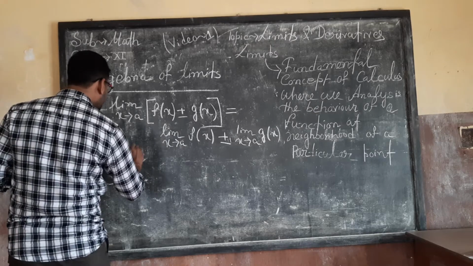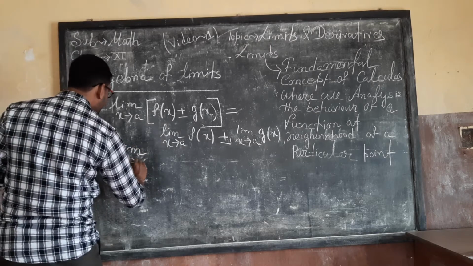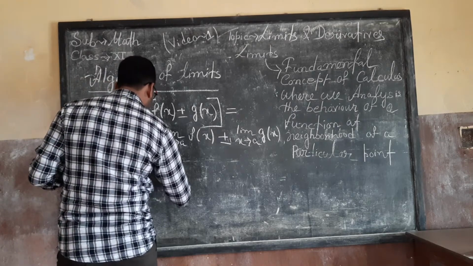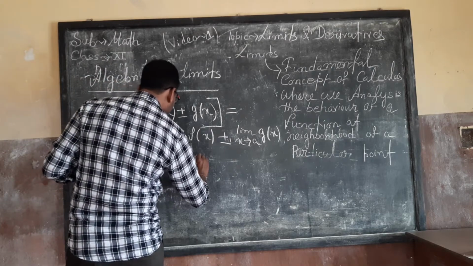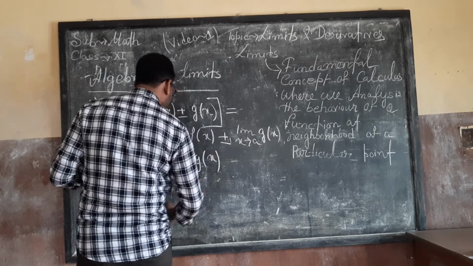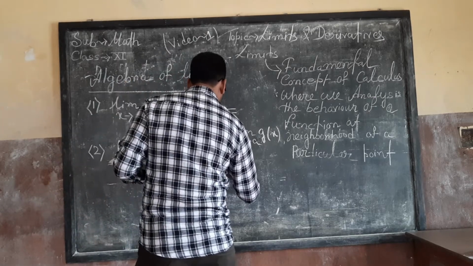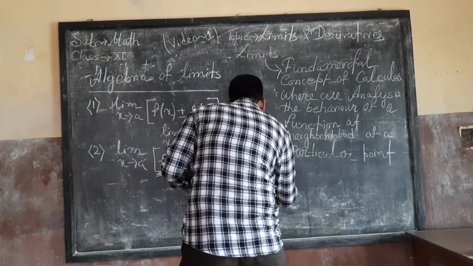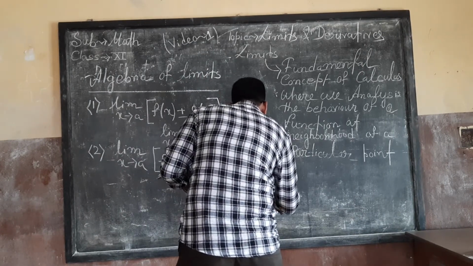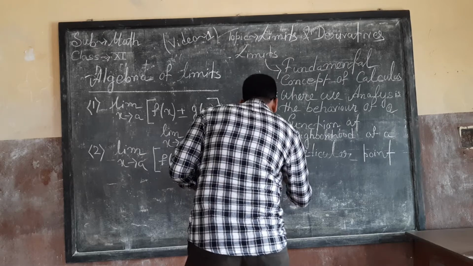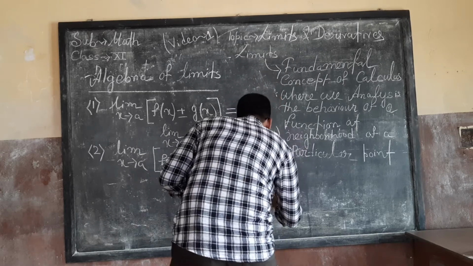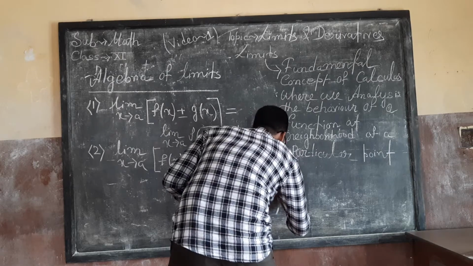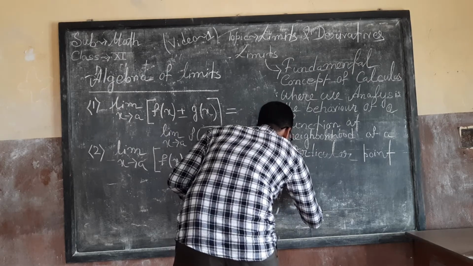Okay. Second point, the limit x tends to a of f(x) into g(x) is equal to the limit x tends to a f(x) into the limit x tends to a g(x).